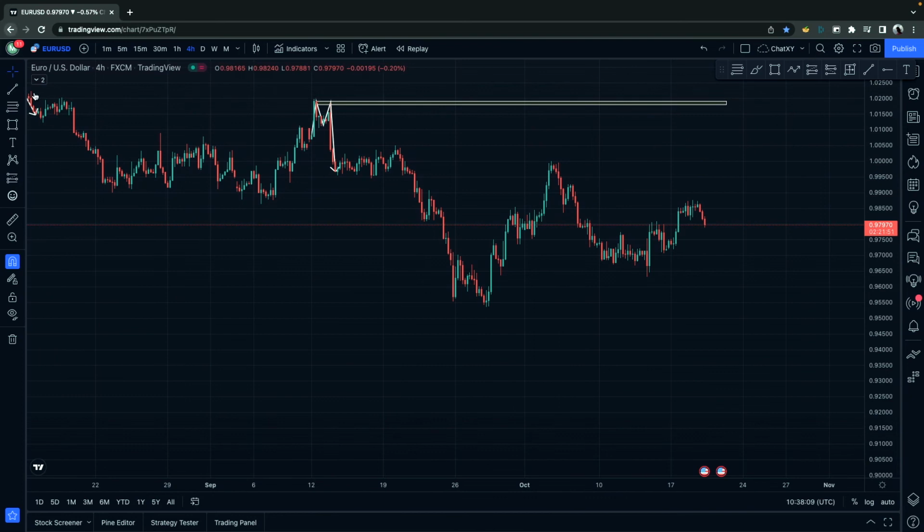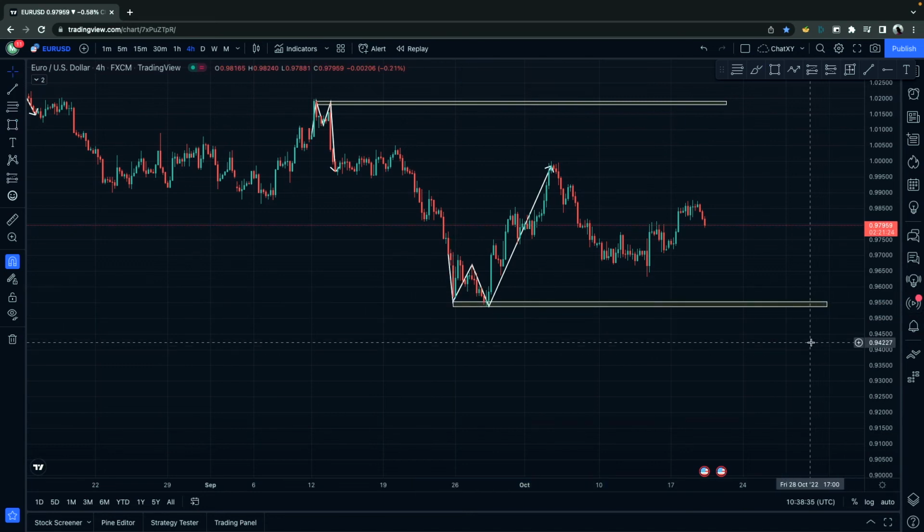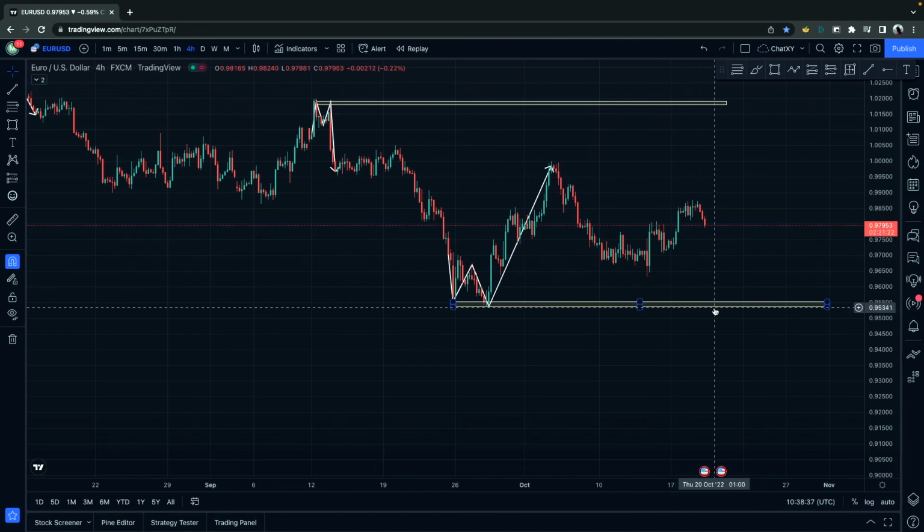So let's continue, then see a W pattern here. This is another W pattern. It's showing us a double bottom. You can also call W pattern double bottom and M pattern double top. So as you can see here, we had a double bottom here. So we are looking at price coming down to this point.